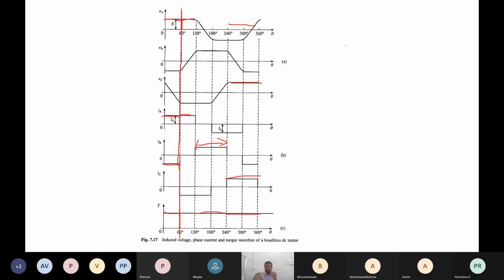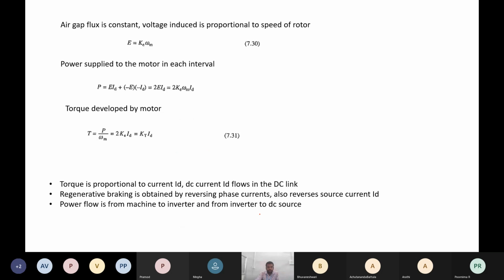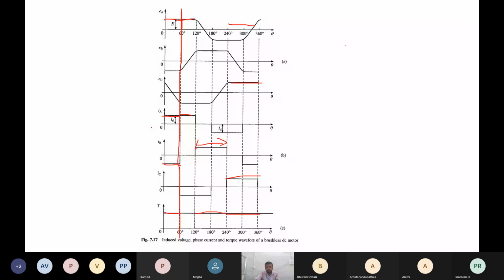So the conclusion, what we derived here, the torque is directly proportional to ID. That you can observe here. So everywhere the ID is made. First here this ID is constant. So this is the conclusion that we derived, torque is directly proportional to ID.